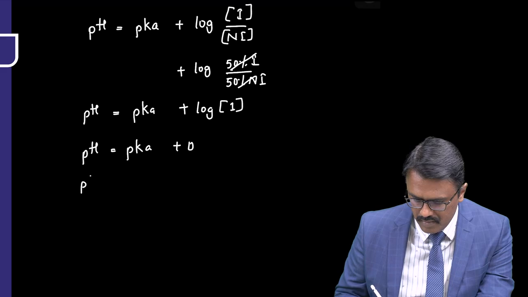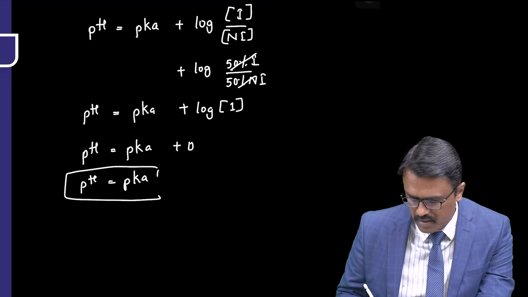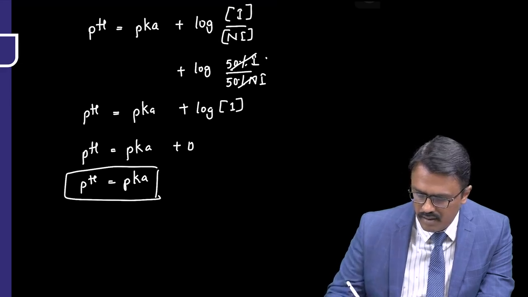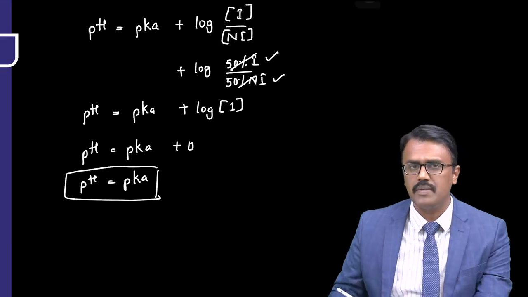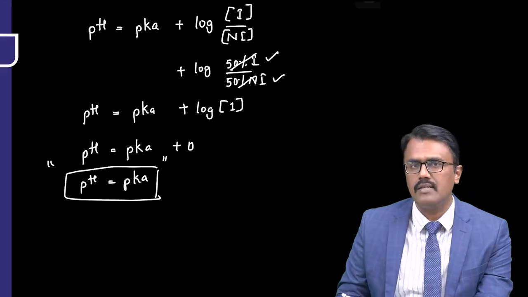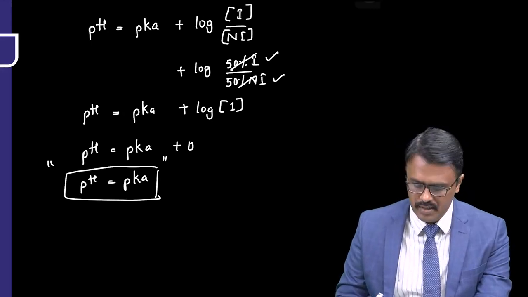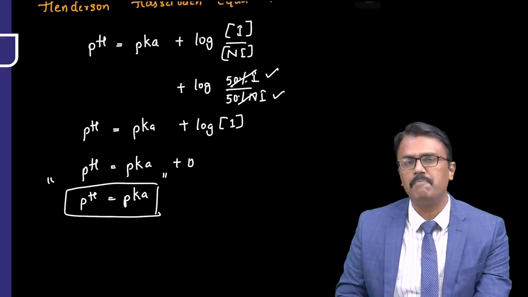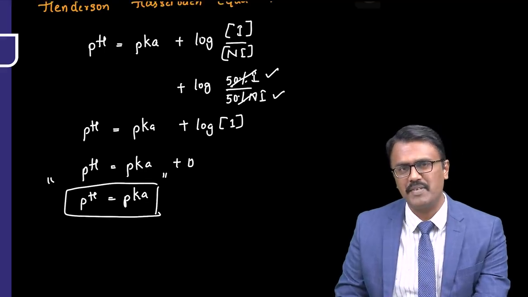So can I write pH is equal to pKa? So pKa is a pH where you see 50% ionized and 50% non-ionized. This is the derivation from the Henderson-Hasselbalch equation. Okay, so pKa is a pH where the drug is 50% ionized and 50% non-ionized. Okay sir, we understood that.